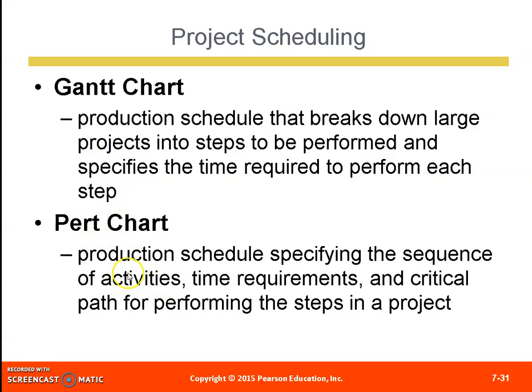Meanwhile, a PERT chart is the production schedule specifying the sequence of activities, time requirements, and critical path for performing the steps of the project. I mean, which part should run first. So it is determined by a PERT chart.